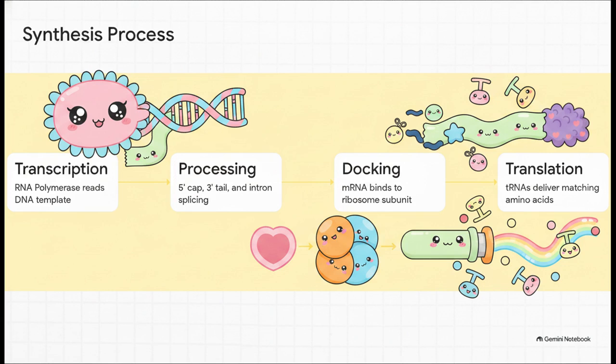Our tRNA delivery vehicles swoop in, dropping off amino acids that perfectly match the mRNA codons, while the rRNA catalyzes the peptide bonds to synthesize a brand new polypeptide. It is just a stunningly coordinated biological factory line in motion.